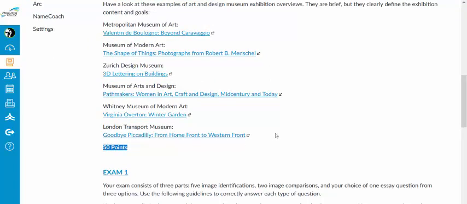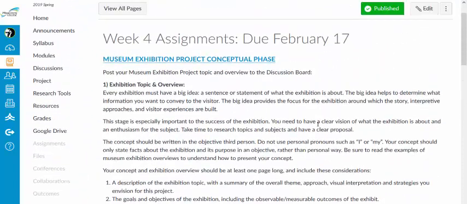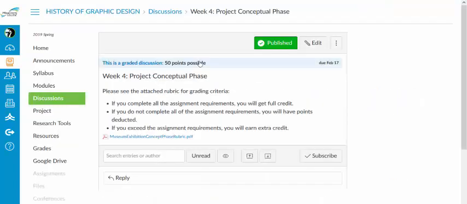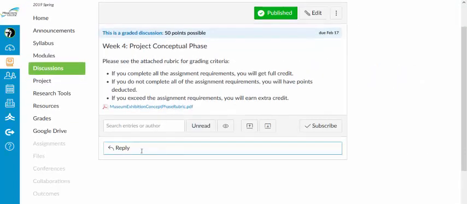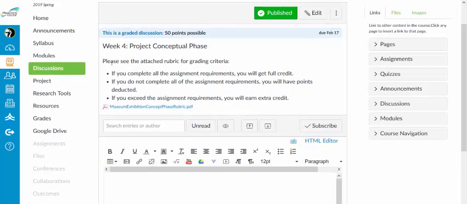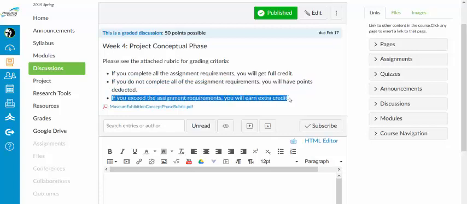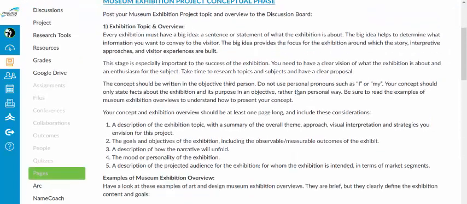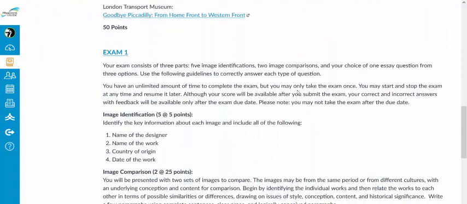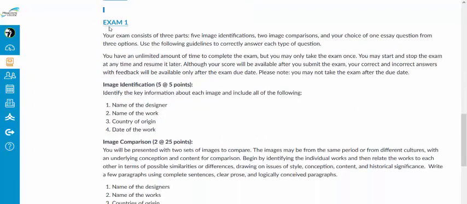And this is worth 50 points. And again, just click that link. That will take you to the discussion forum, and you can post your concept phase there. Have a look at the rubric for grading criteria. If you complete all the assignment requirements, you get full credit. If you don't complete all of the assignment requirements, you have points deducted, but you can earn extra credit if you go above and beyond the basic requirements. So again, you've had 4 weeks to work on that, so I think you're pretty prepared for that.